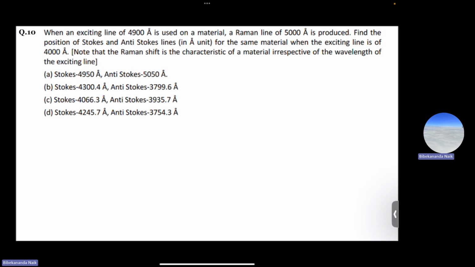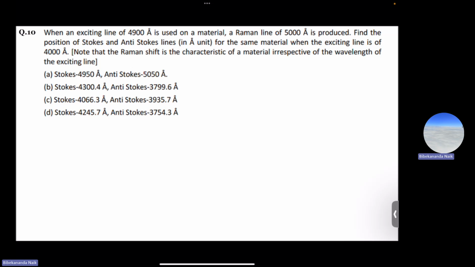Question number 10 says, when an exciting line of 4900 Angstrom is used on a material, a Raman line of 5000 Angstrom is produced. Find the position of Stokes and anti-Stokes lines in Angstrom unit for the same material when the exciting line is of 4000 Angstrom.